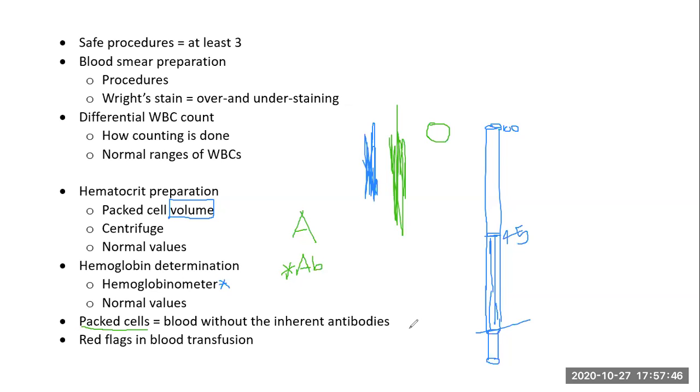Let's say your blood type is A, that means you are going to have anti-B. But let's say, by some technology, you remove the antibodies and keep just the blood with the antigen, then the cell content you gained is called packed cells.